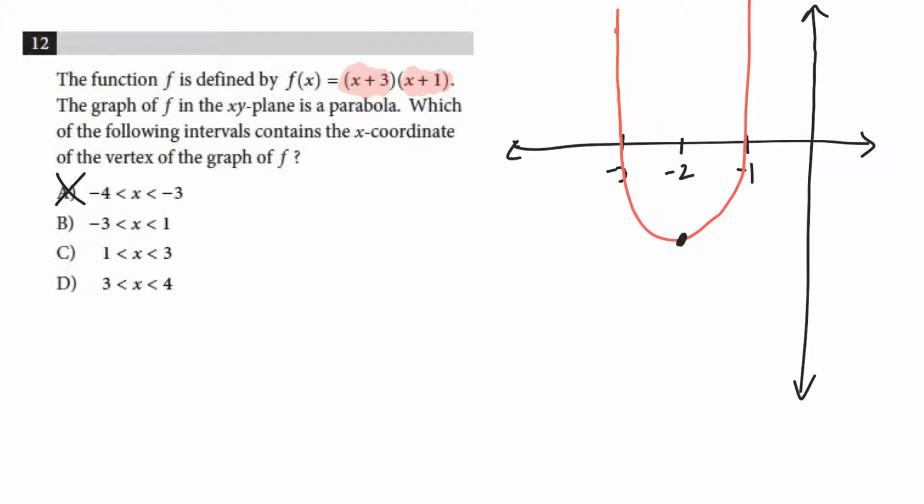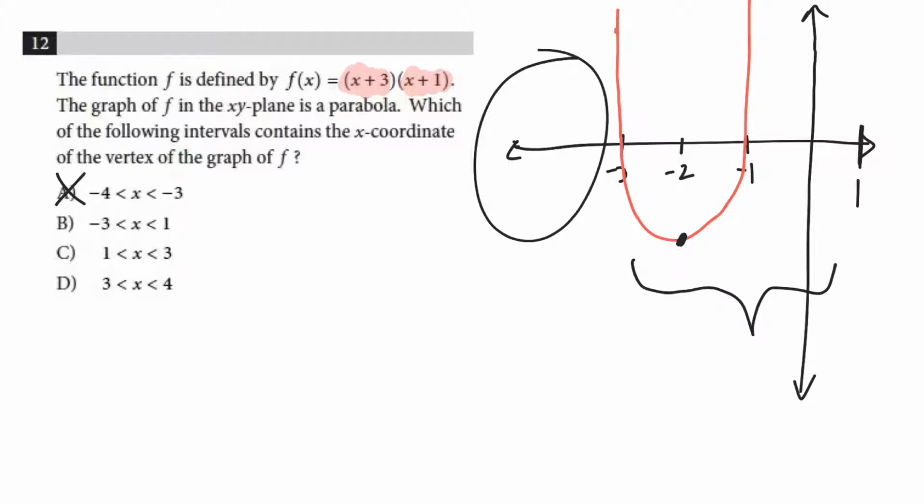That's on the left side. That's somewhere over here. -3 to +1. Well, yeah, +1 is way over here, right? So yeah, it's definitely in between -3 and +1. Yeah, it's definitely in that range.